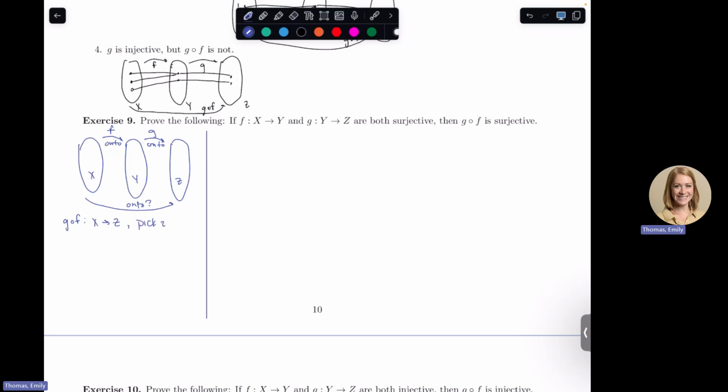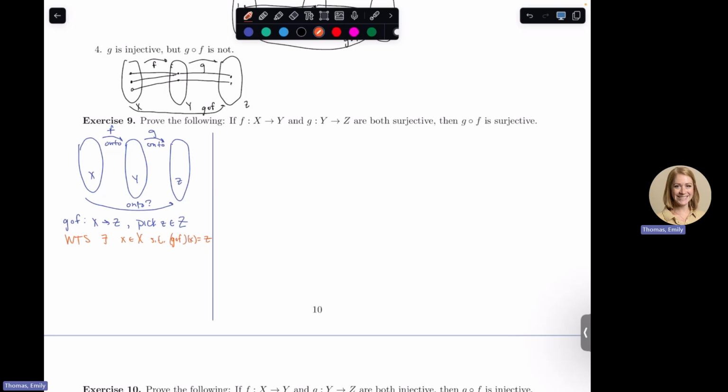Yep, so we're going to pick a little z in big Z. And what do we want to show with that? That it has a preimage in X. So we picked an arbitrary element in the big target, and we want to show that it has a preimage in the very first set. So we want to show there exists an x in X such that g of f of x equals z. That's what we're going for. That's a preimage.